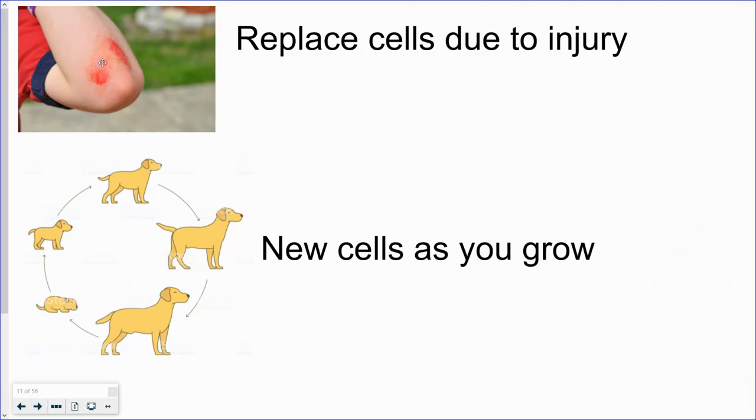Well, sometimes you get injured and you need to replace those cells that you've lost. So in order to replace those cells, you need identical copies. Also, if you think about an animal like a puppy growing up to an adult dog, those cells just don't increase in size. You need more cells to make more muscle and more bone so that the animal can increase in size. Every time this happens, we're going to need to make copies of our DNA.